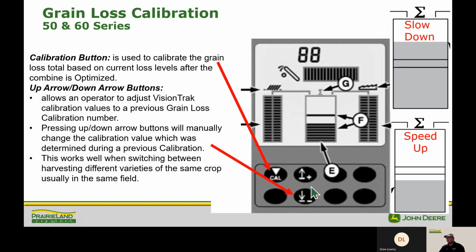Next to that calibration button, there's 2 up and down arrow buttons. What this does is allow us to go back to previous calibrations that we may have already had. But again, we want to emphasize that to calibrate these combines after the machine is optimized.